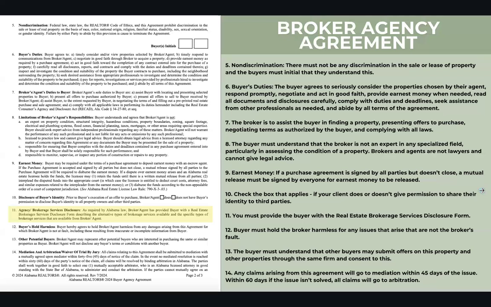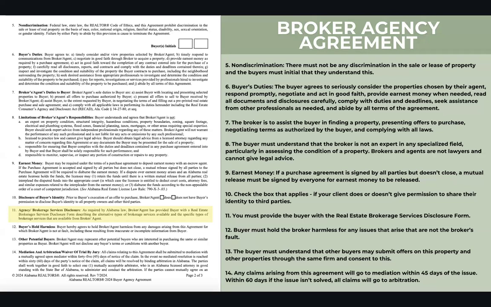Top of page 2, number 5 is the non-discrimination. There must not be any discrimination in the sale or lease of property, and the buyers must initial that they understand. The buyer's duties, number 6. The buyer agrees to seriously consider the properties chosen by their agent, to respond promptly, to negotiate and act in good faith, to provide earnest money when needed, read all documents and disclosures carefully, comply with duties and deadlines, seek assistance from other professionals as needed, and to abide by all terms of this agreement.